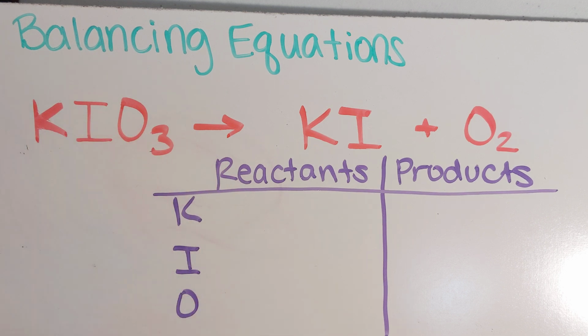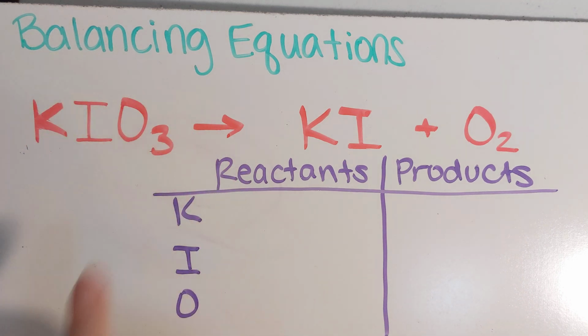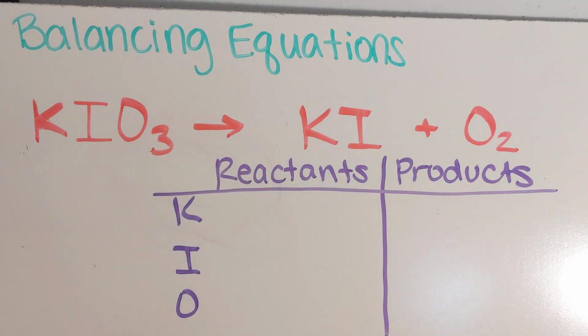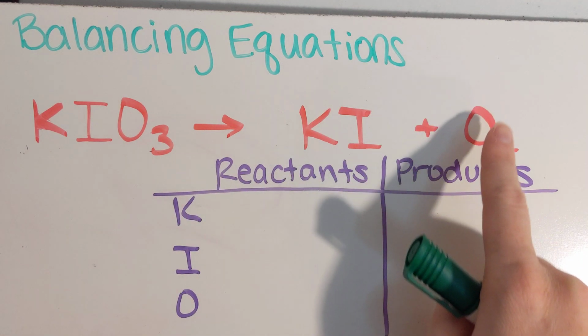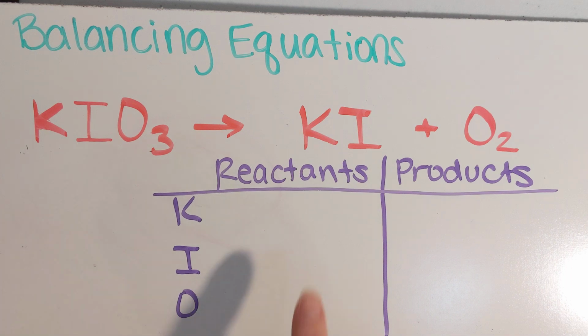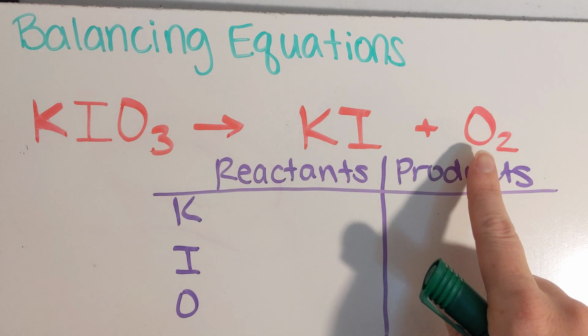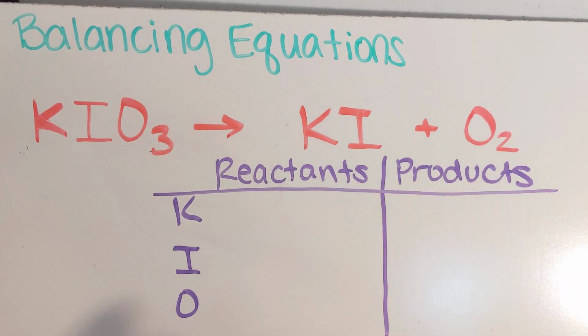Anything before the arrow is called a reactant. So I have one reactant in this formula, my one compound here, KIO3. That's my reactant. And then I have the arrow, and anything after the arrow are called products. I have one compound that's a product, and then I have one element that's a product. This is considered an element and not a compound because it's just oxygen. It's just one element. So even though there are two oxygens stuck together, it's still considered an element.